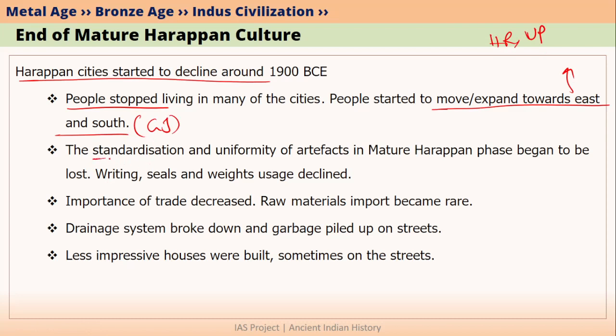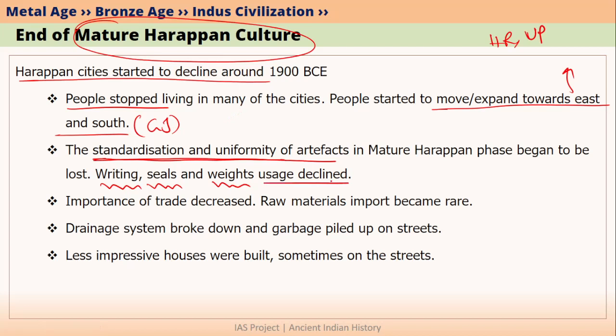It means that the standardization and uniformity of artifacts declined. For example, the Harappan script was gone now. The number of seals decreased. The Harappan uniform weight system also stopped being used. So we can say that the standardization and uniformity, which was the most important feature of the mature Harappan phase, was now abandoned, or its usage declined.